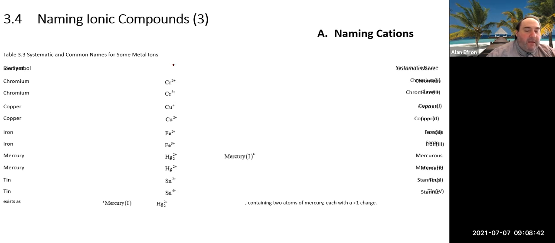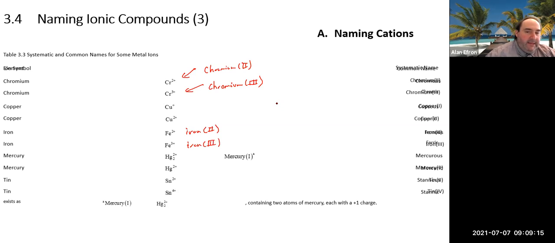So for our class, what we would be looking at is something like this, which would be chromium Roman numeral 2. This would be chromium Roman numeral 3. And this is the way we would name it. It's sometimes referred to as the systematic way of naming. We will use these charges as opposed to here where we would call this iron Roman numeral 2, iron Roman numeral 3.